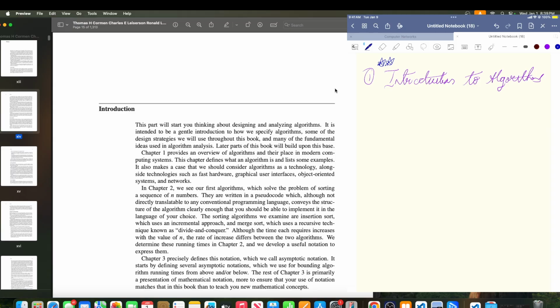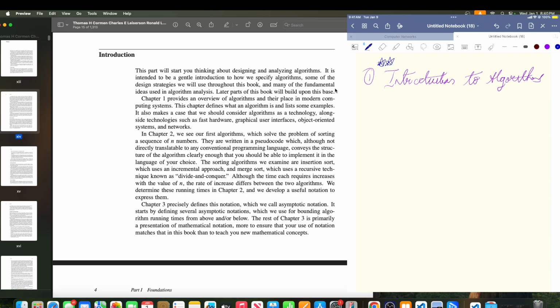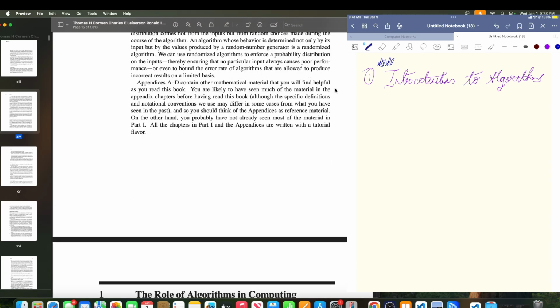Chapter 1 provides an overview of algorithms and their place in modern computing systems. This chapter defines what an algorithm is, lists some examples, and makes a case that we should consider algorithms as a technology alongside technologies such as hardware, GPUs, GUIs, object-oriented systems and networks. In Chapter 2, we will study the first algorithm, basically sorting. There is a certain code written, and then we will try to understand the algorithm, its efficiency, whether it is a good approach or a bad approach, and so on and so forth.